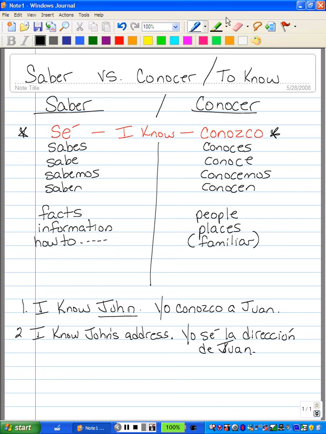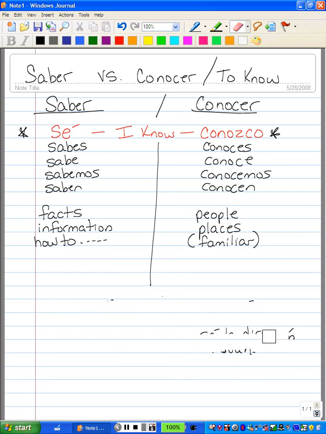If you want to say that you know how to do something in Spanish, what you're going to do is just state the verb saber. So if you want to say, we know how to swim, you would say, nosotros sabemos nadar. You don't need anything between these two verbs. It stays just like that. You put the verb saber first, and then you put the second verb after it. Now the second verb does stay in the infinitive form.